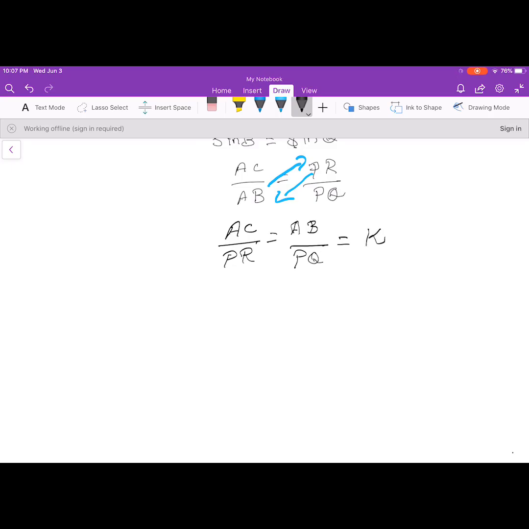Now, AC is there, AB is there. So what is missing in the triangle? Missing in triangle ABC is BC, and in triangle 2, PQ is there, PR is there, so QR is missing. Let us write the equation for BC and QR. For that, again I'll draw a triangle for you.